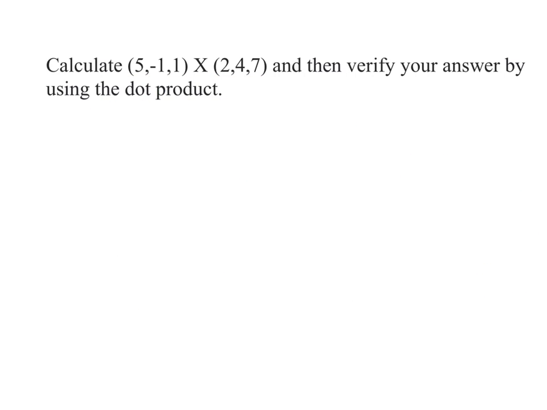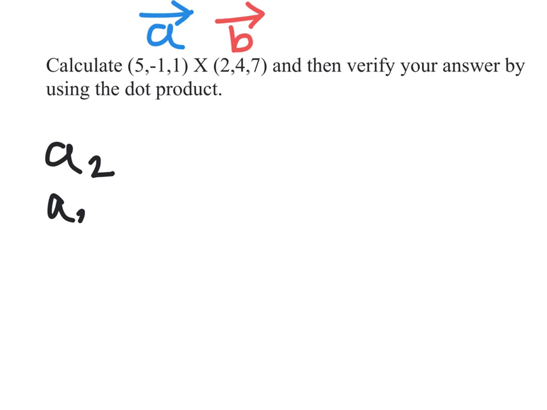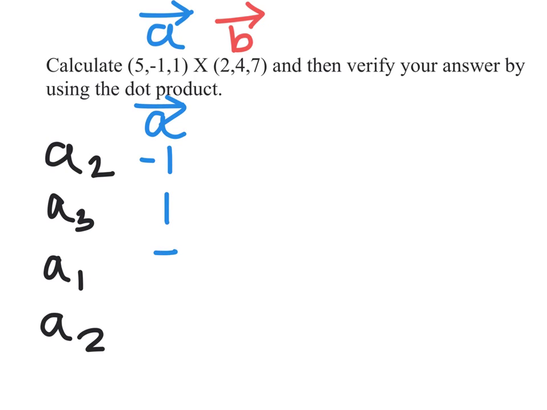To begin, I would recommend labeling the first vector you have as vector A and the second vector as vector B. Now we're going to list the components of vector A in a specific order. First we list the second or middle component, then the third component, then the first component, and finally relist the second component. So for vector A, we would have -1, 1, 5, and -1 again.